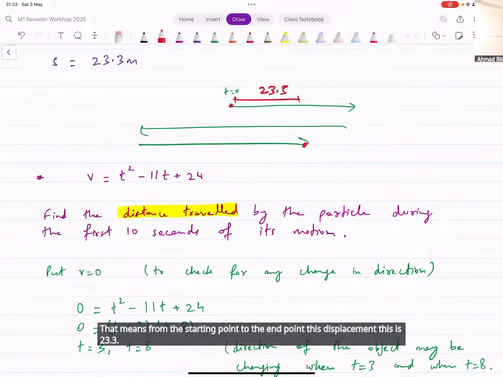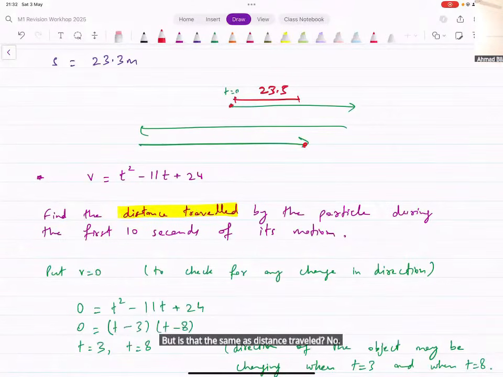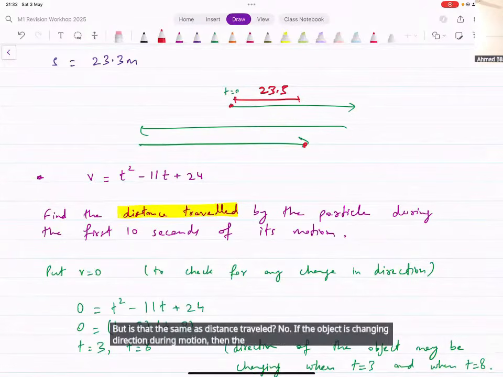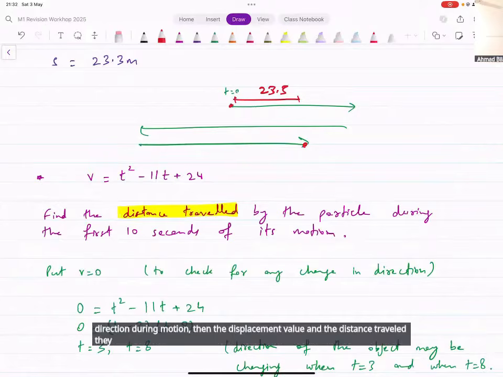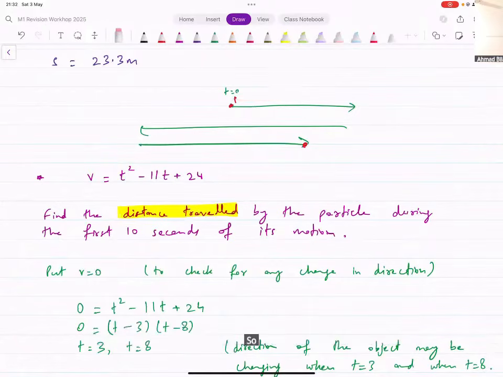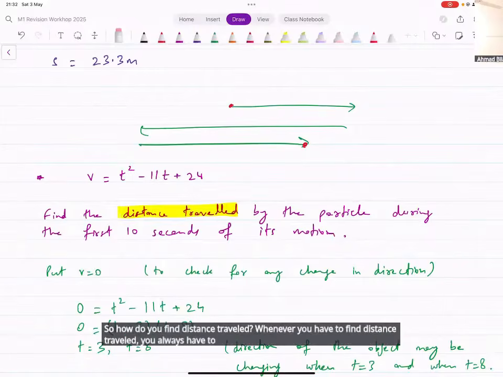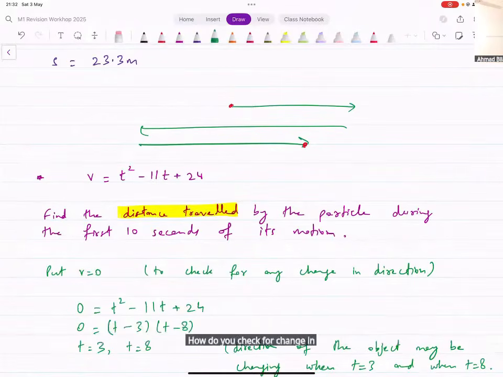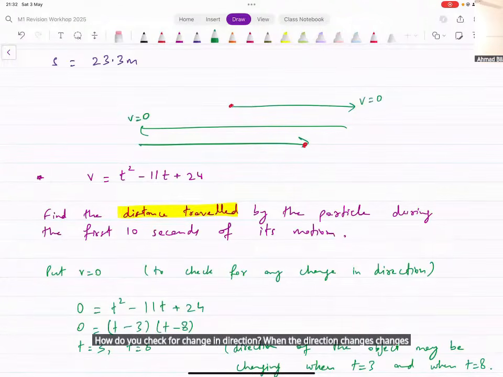That means from the starting point to the end point, this displacement, this is 23.3. But is that the same as distance traveled? No. If the object is changing direction during motion, then the displacement value and the distance traveled are going to be different from each other. So how do you find distance traveled? Whenever you have to find distance traveled, you always have to check if the direction of the object is changing at any point. How do you check for change in direction? When the direction changes, velocity is equal to 0.